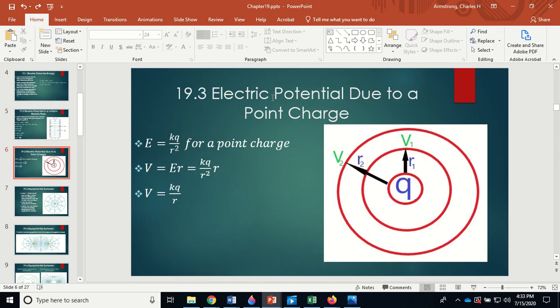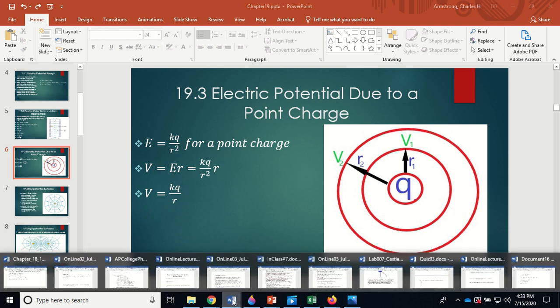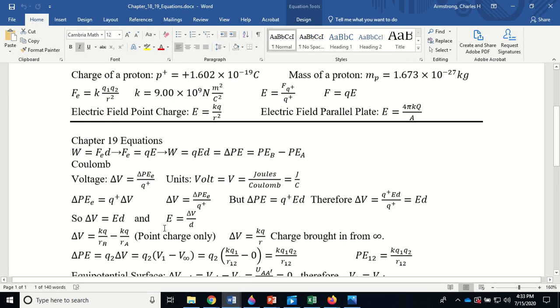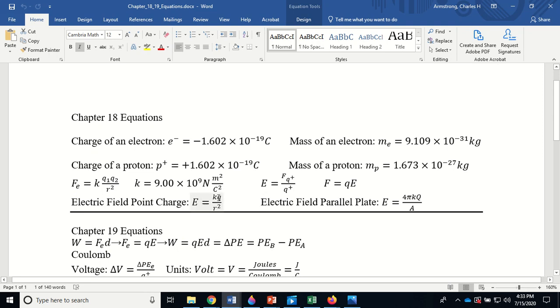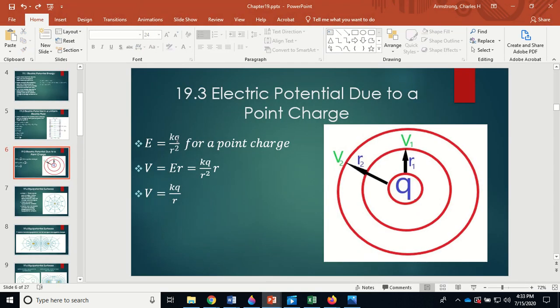Now remember we had the electric field due to a point charge. Electric field of a point charge equals Coulomb's constant times Q, the charge we stuck in, divided by the distance you are away from that point charge squared. So you put a charge in there and ask what the electric field is way out here. Now we can figure out what the voltage is going to be away from that point charge.